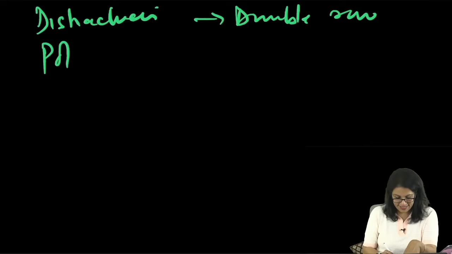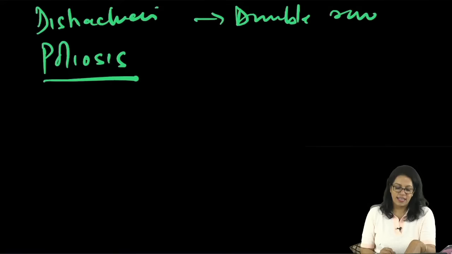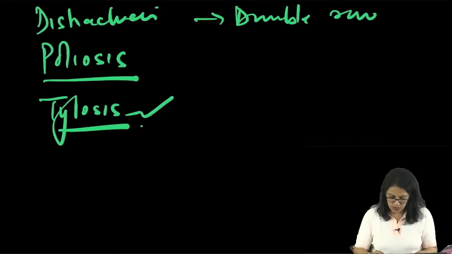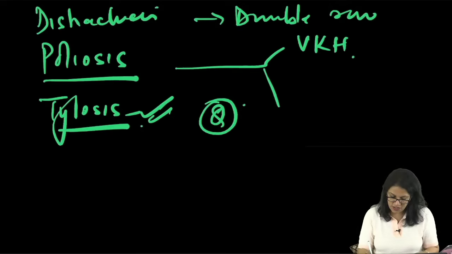And what is poliosis? Graying of eyelashes. You remember this? Graying of eyelashes. And what is stylosis? Thickening of lid margin. This was also your exam question. Thickening of lid margin. Poliosis we have learned in VKH syndrome. It is also seen in Waardenburg syndrome. Okay, we come to the next point.